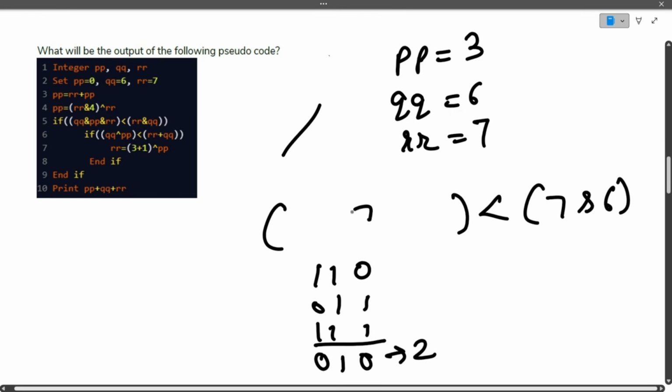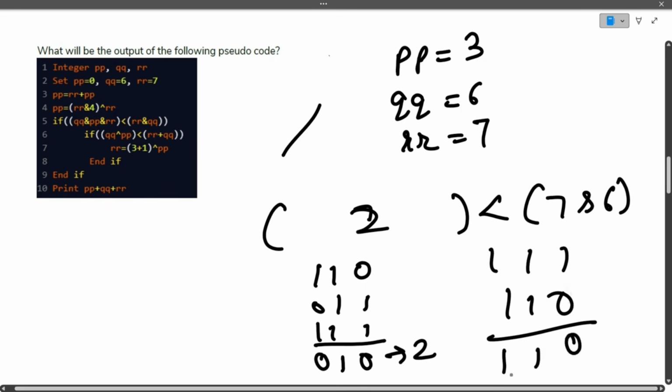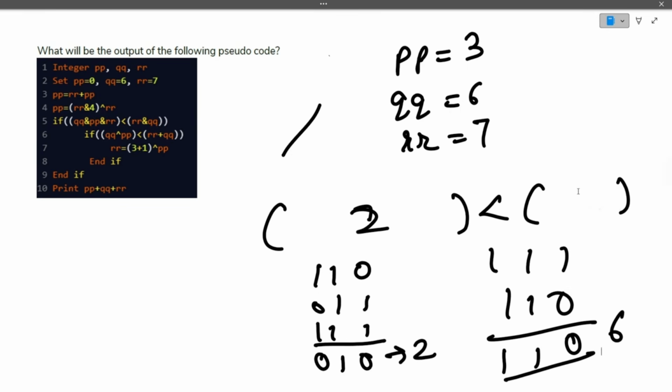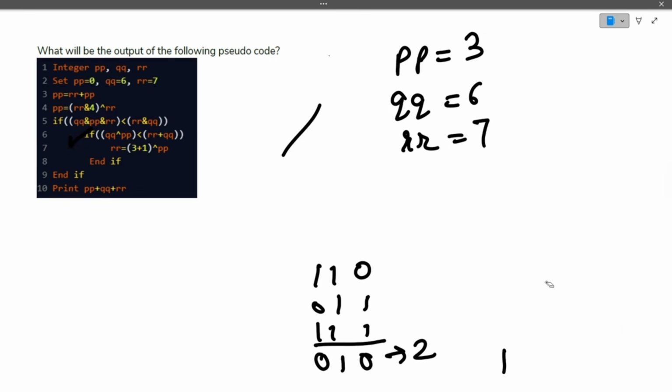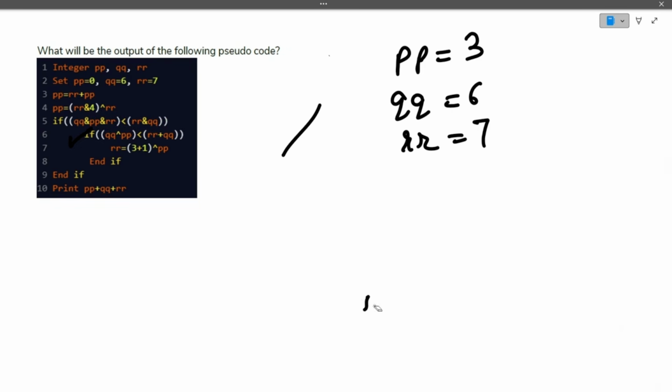Okay, 2 here we will write, and 7 and 6, what will it give? 7 is 1 1 1 and 6 is 1 1 0. So 1 1 0 it will give us 6 only. So 7 and 6 will give us 6 only. So is 2 less than 6? Yes, 2 is less than 6. Then this internal if condition will run. Now what is that if condition? Let's quickly erase this and move towards the next if condition.